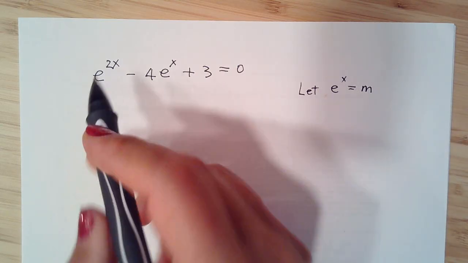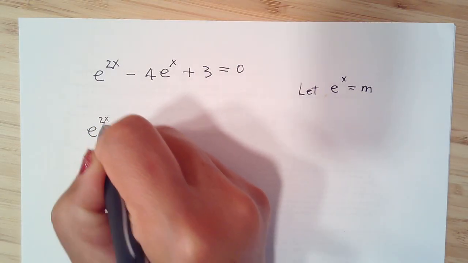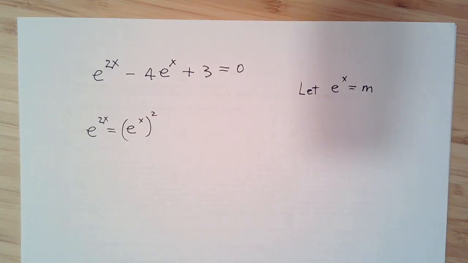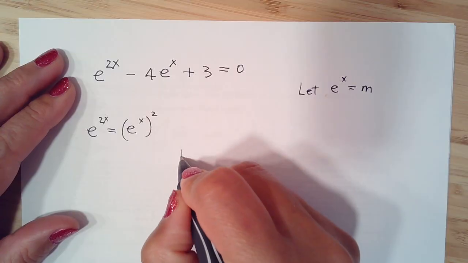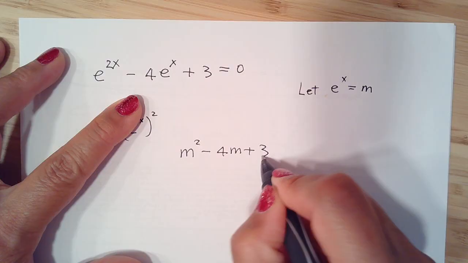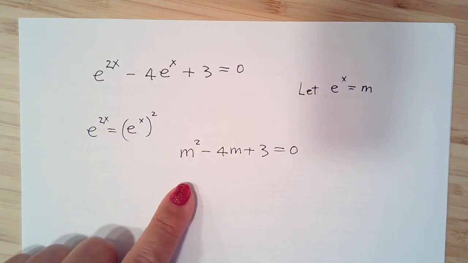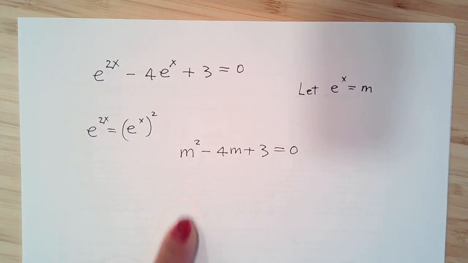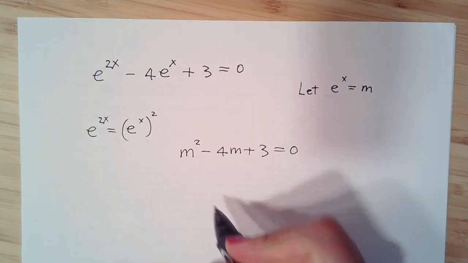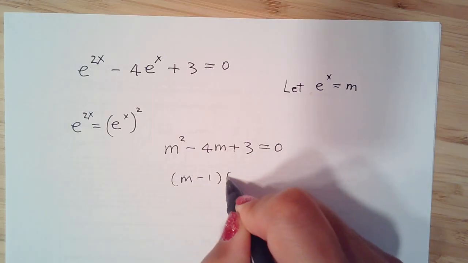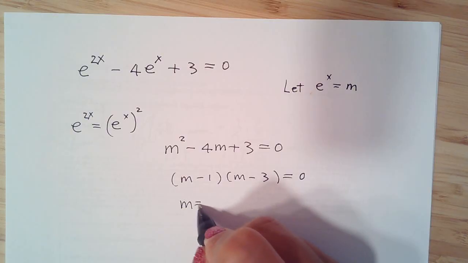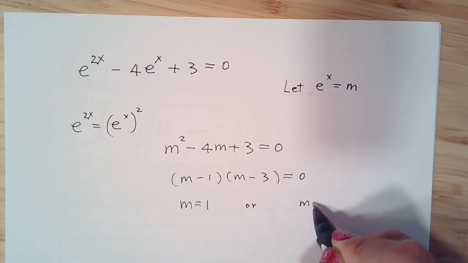So e to the 2x is the same as e to the x squared, isn't it? So therefore, what you have is m squared minus 4m plus 3 equals 0. What do you have? You have a quadratic equation. So you can solve for m, and after you solve for m, you can go ahead and solve for x. So this is m minus 1 and m minus 3. You factor that, you get 0. So m is either 1 or m is 3.